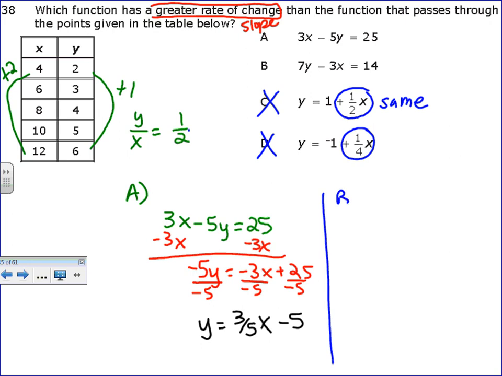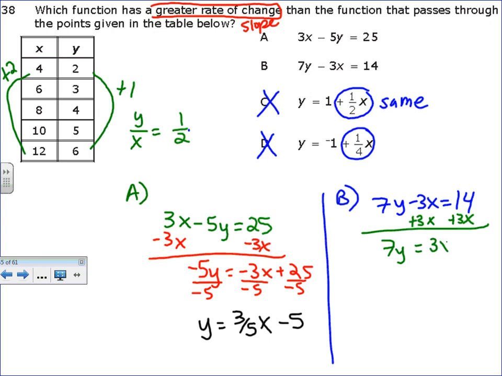Let's see what B is. I've got 7y minus 3x equals 14. To get y by itself, I'm going to add 3x. 7y equals 3x plus 14. I don't combine them because they're not like terms. Divide by 7. That gives me y equals 3/7 x plus 2.